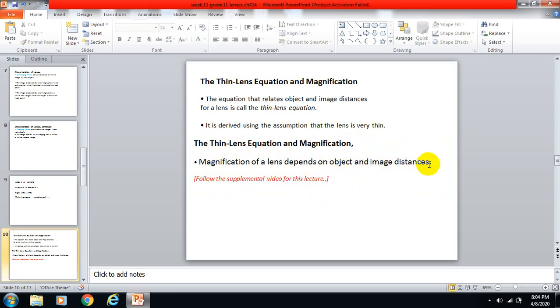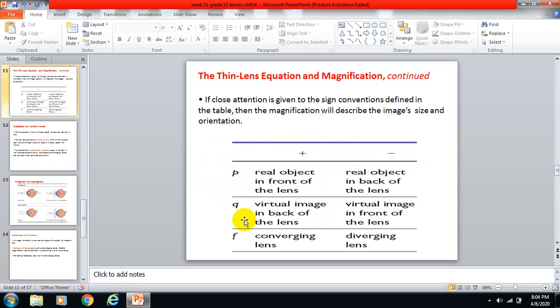Remember, this depends on what? Object and image distances. The magnification is denoted by M, in terms of object height and image height. So follow the supplemental video for this lecture, which I will upload for this week. Now, the thin lens equation and magnifications continue.